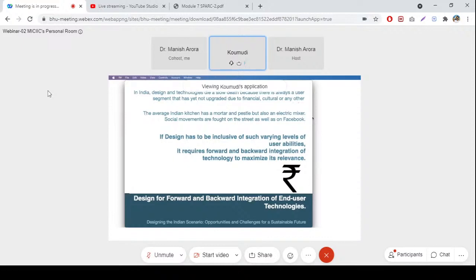A good example of the same was the rupee symbol, which is easy to write by hand or click on the computer. But more importantly, it can also be typed on the typewriter. Thus, the design is inclusive of obsolete as well as new technologies.